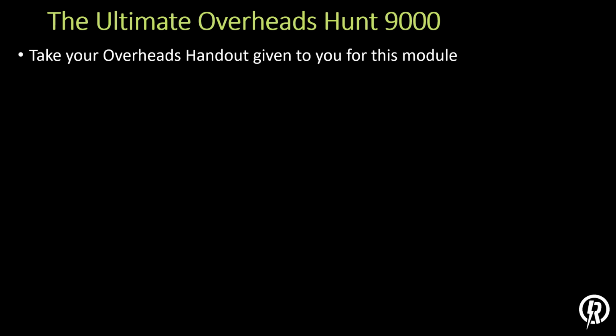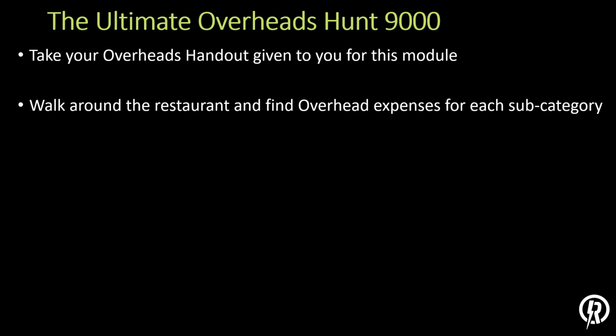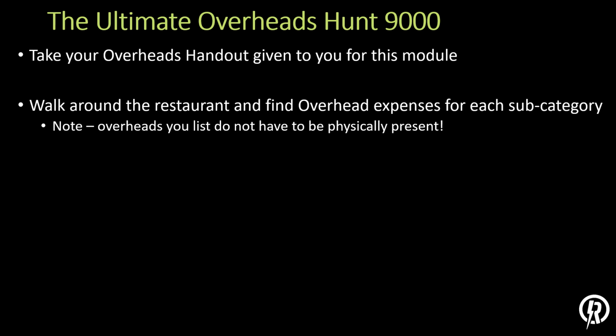All right, so you got a little activity with this week's module, and we call that the Ultimate Overheads 9000, okay? And you're going to go on a little overheads hunt. So what you're going to do is take that overheads handout that was given to you for this module, and you're going to walk around the restaurant. Now, what I want you to do is take that sheet with you and try and find overhead expenses visually or whatever in each of the subcategories that you got. You're going to have things listed out for yourself there. And you don't have to have them physically be present to list them.